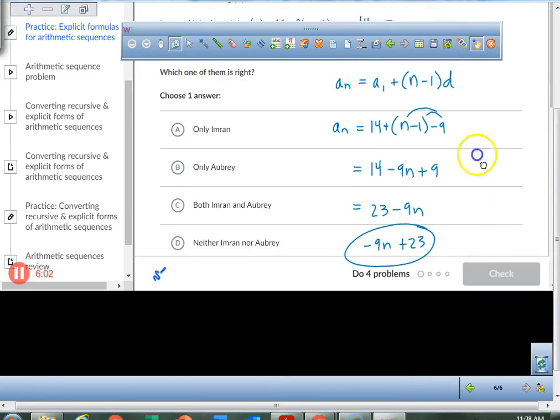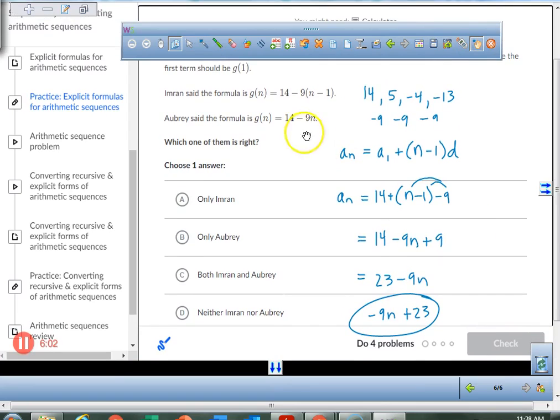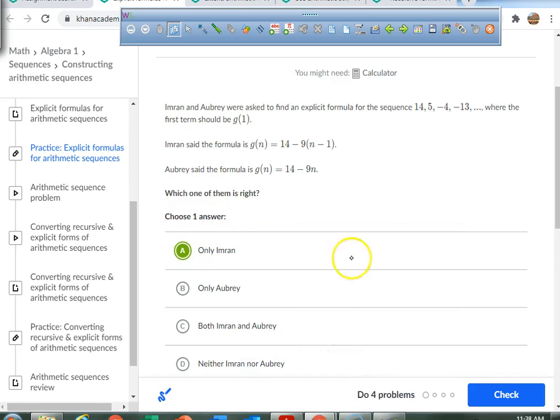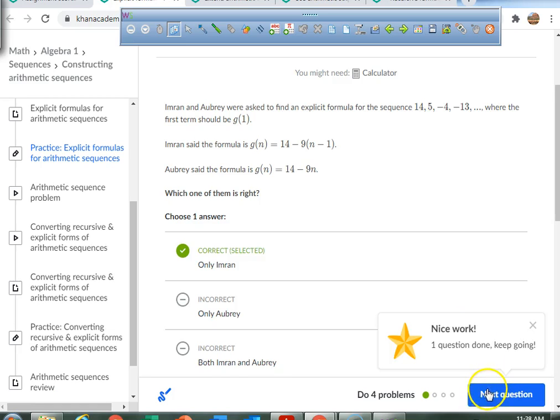All right, let's see if they match. This person got it right. This person is totally wrong. Aubrey, I apologize, but you are wrong in this particular circumstance. You could have had negative 9n plus 23, which is correct, or the original one, which is right here. So I'm only going to say Imran, or however you pronounce your name, you were right, but only you are right.